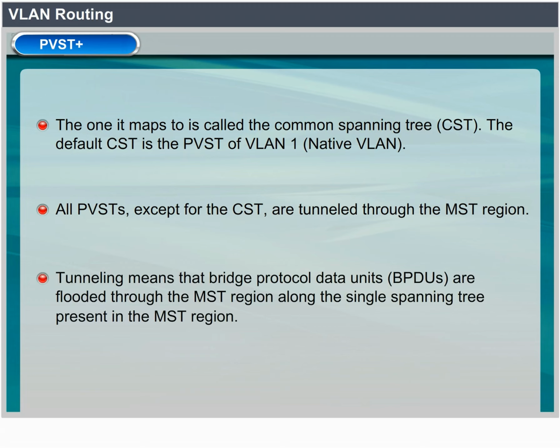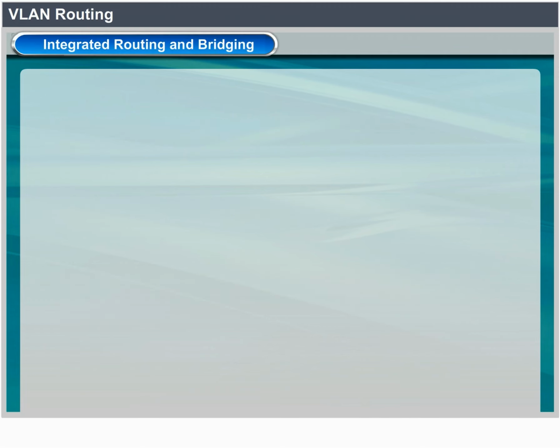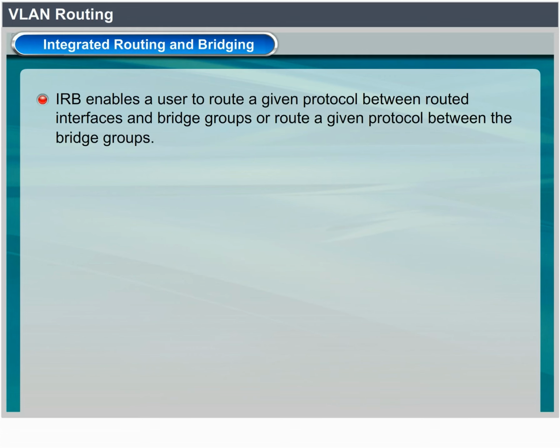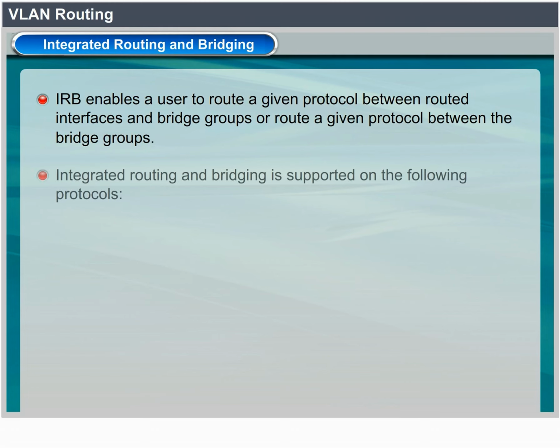Integrated routing and bridging. IRB enables a user to route a given protocol between routed interfaces and bridge groups or route a given protocol between the bridge groups. Integrated routing and bridging is supported on the following protocols: IP, IPX, AppleTalk.